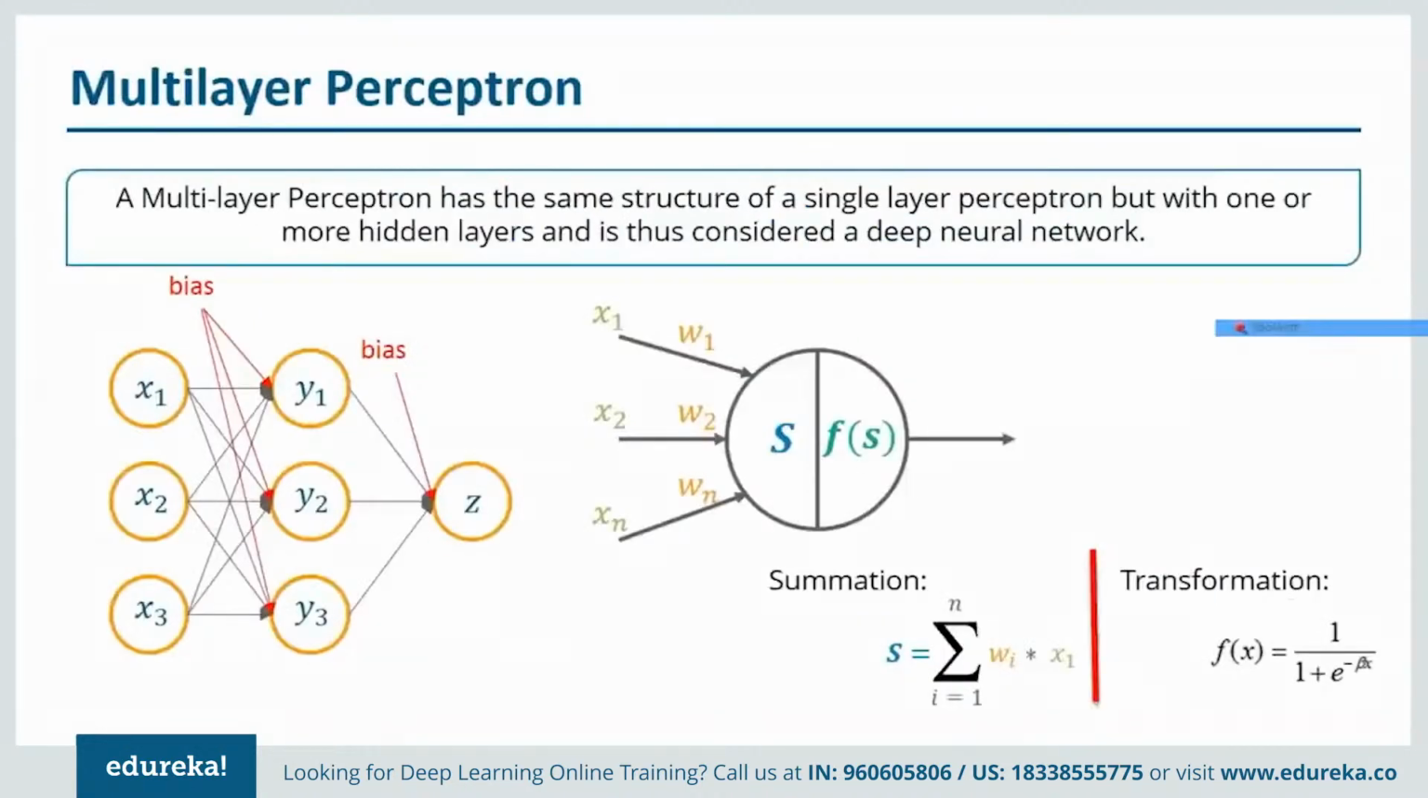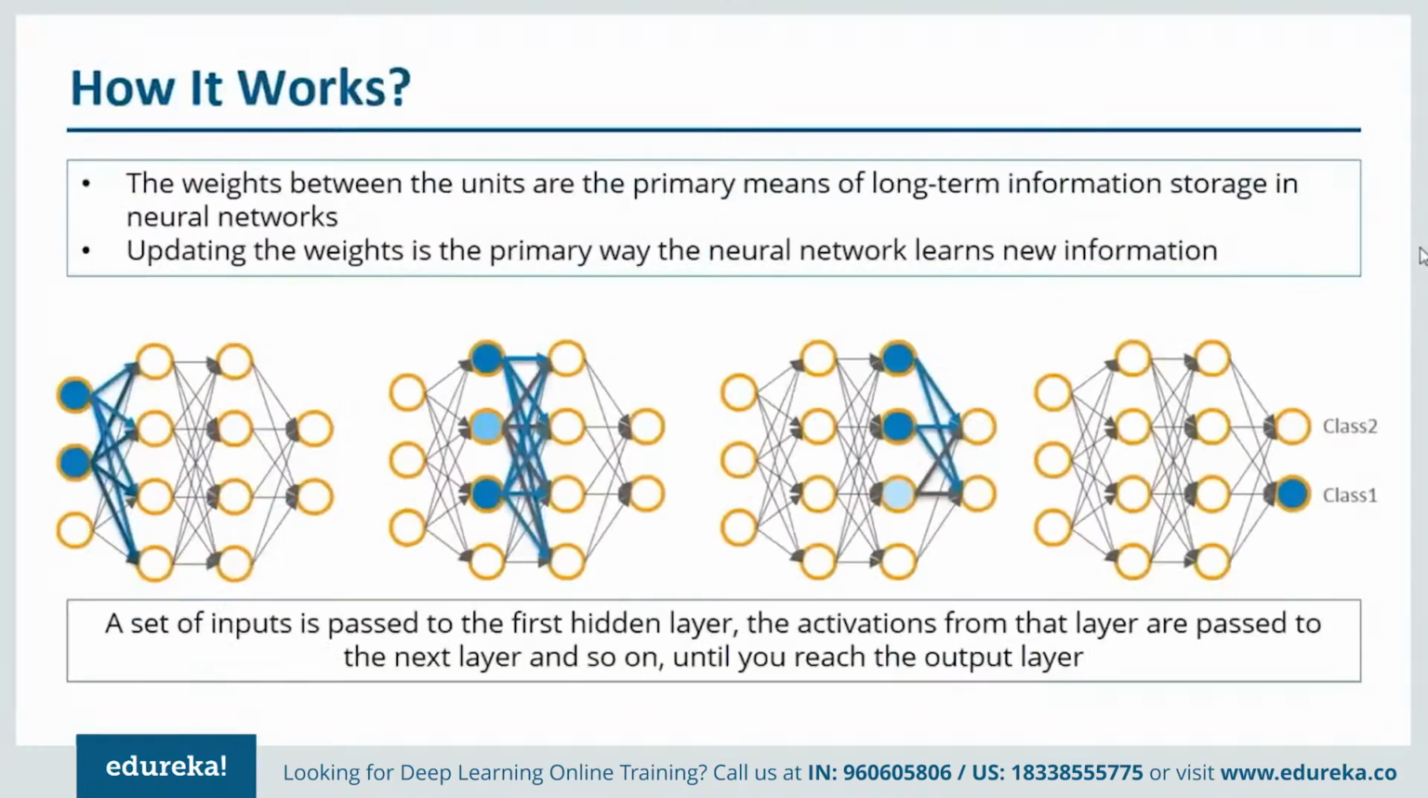So what are multi-layer perceptrons? Multi-layer perceptrons have the same structure as the single layer perceptron. The only difference is they have more than one hidden layer. Let me explain it to you with an example. This is how a typical multi-layer perceptron looks. We have an input layer, 2 hidden layers, and 1 output layer as well. Each neuron is connected to the neurons present in the adjacent layer, but the neurons of the same layer are not connected to each other.